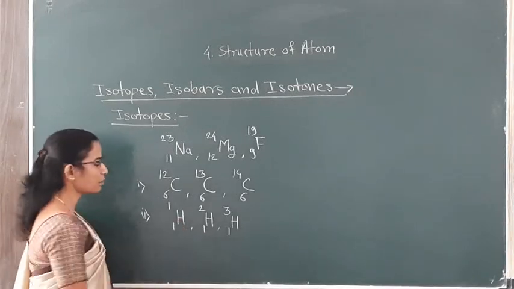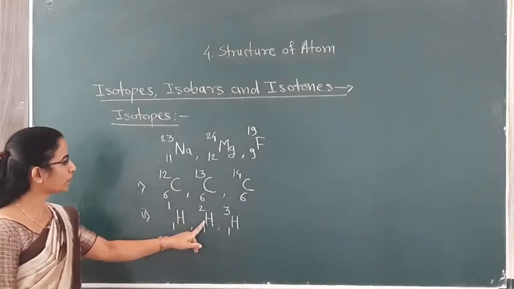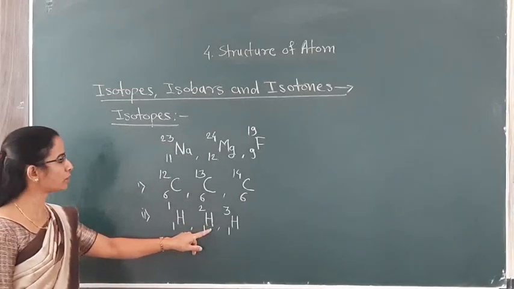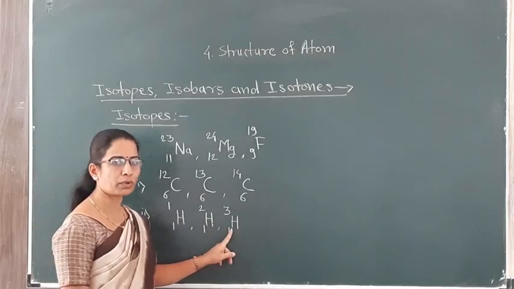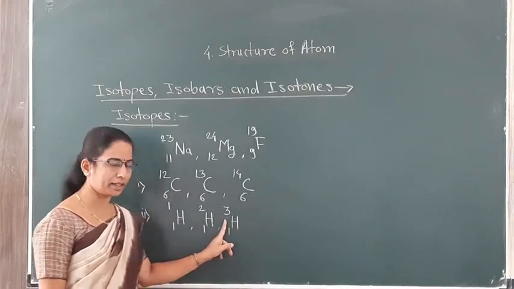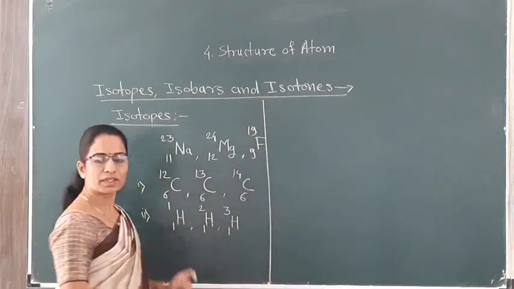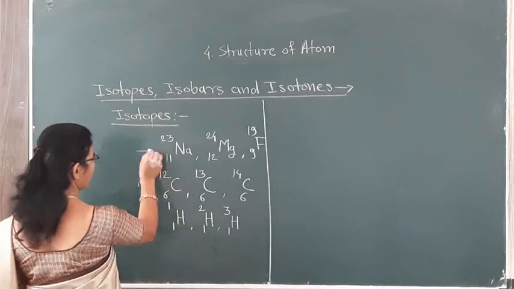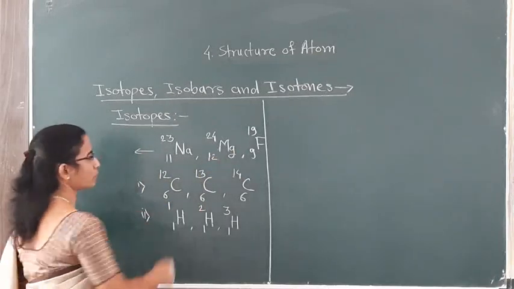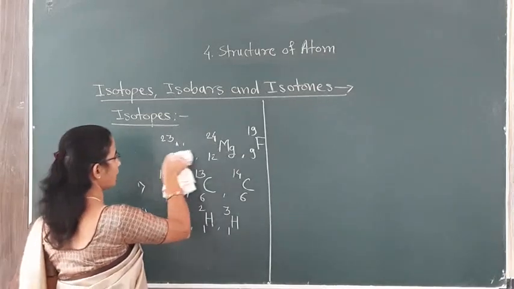We know the names of these isotopes. This is called protium. This second isotope of hydrogen is named deuterium, and the third isotope of hydrogen is named tritium. So many elements are there in the periodic table which exist in the form of isotopes. Actually, there are no isotopes of these elements because these are single nuclides.